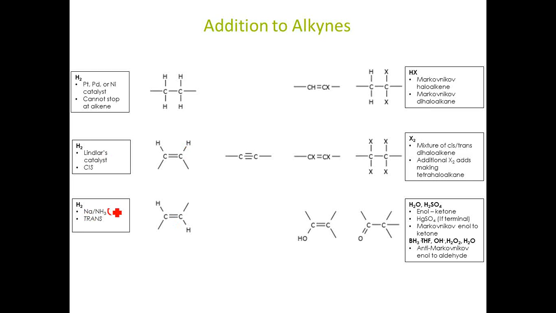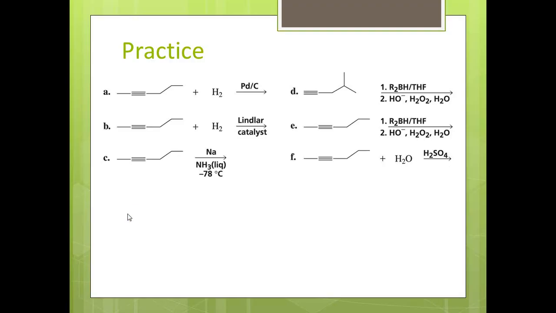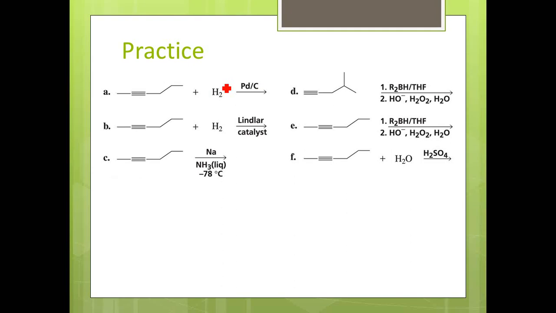All right, so that is our next thing to our table. We're going to actually be able to take our triple bond and turn it into just a double bond. We can get cis if we use Lindlar's catalyst. We can get trans or an anti-addition if we use sodium with the liquid ammonia.